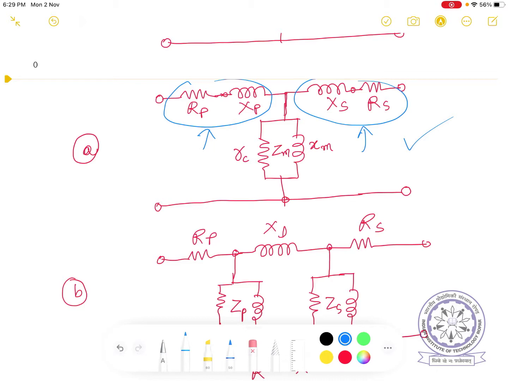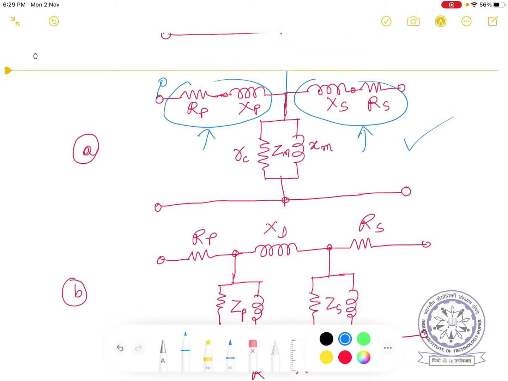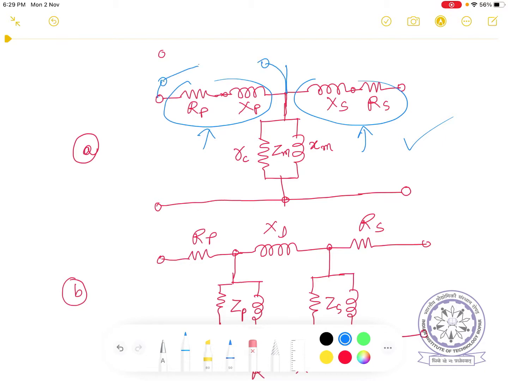For example, if you have access to connect some voltage source here, between these two terminals, and you are able to measure this current I, simply that voltage V divided by I will give me the impedance of this branch. But remember, you do not have access to this terminal.